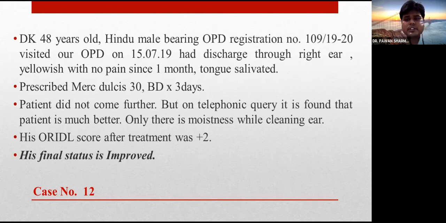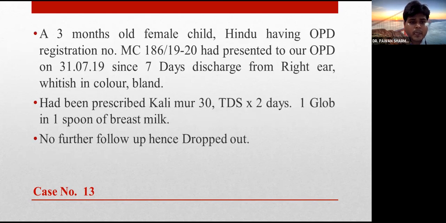This is a case where there was discharge through the right ear, yellow, with pain, no pain since 1 month, tongue salivated. Here, marked ulcers 30 was given. The patient did not come further, but on telephonic query it was found that the patient is much better. Only there is moistening while cleaning the ear. The Hordel scale was plus 2. His final status is improved. A 3 month old female child had 7 days of discharge from the right ear, white in color and bland. This white color and bland discharge indicates Kalimur, and Kalimur 30 was given, 1 globule in 1 spoon of breast milk, TDS for 2 days. No further follow-up, hence the patient dropped out.